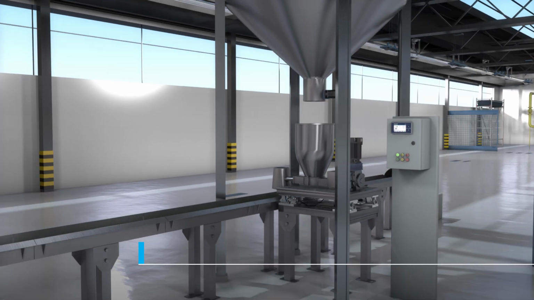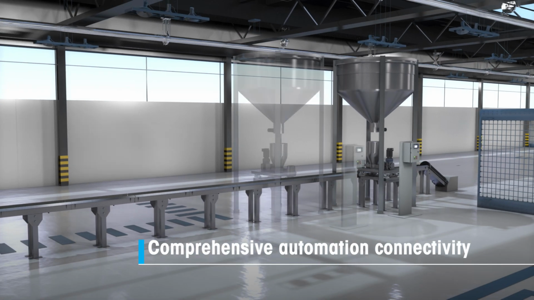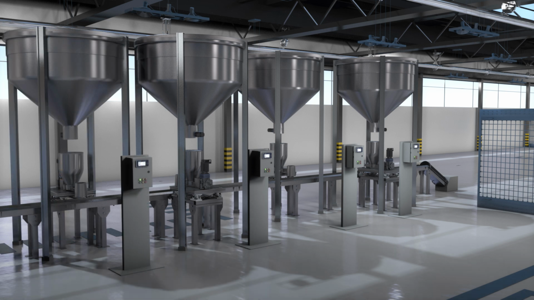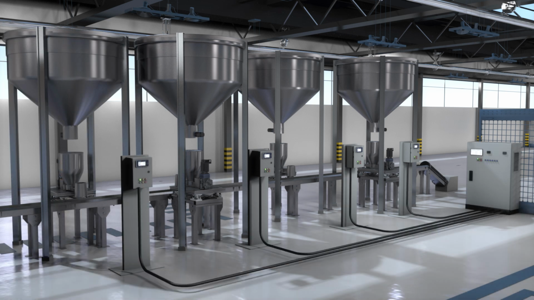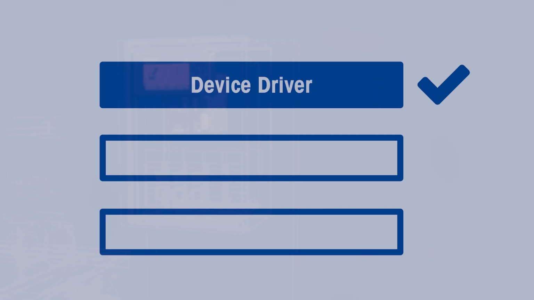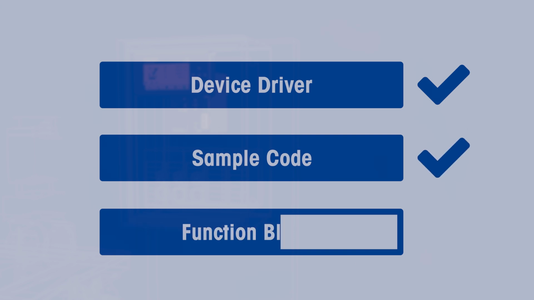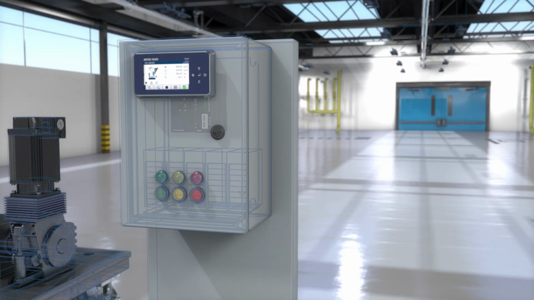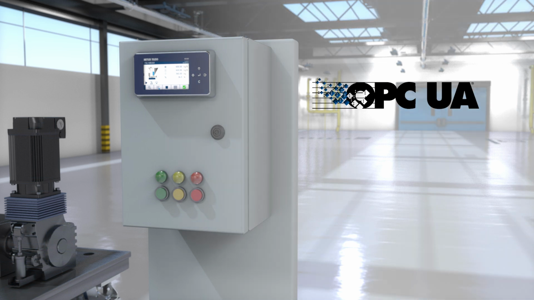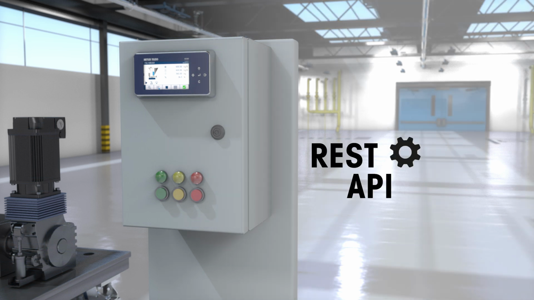IND360 Rate Control is the perfect choice for a distributed control architecture. It manages all the feeding functions, while your PLC acts as a supervisory control system. Cost-free device drivers and sample code enable PLC integration to most of the industry's key automation companies. Your IT infrastructure or cloud connection is covered by OPC UA, or a web API.